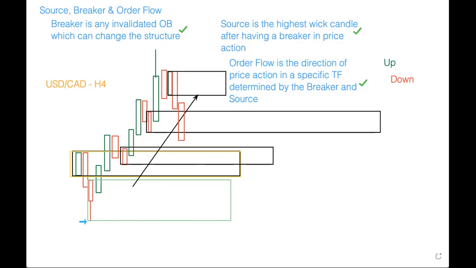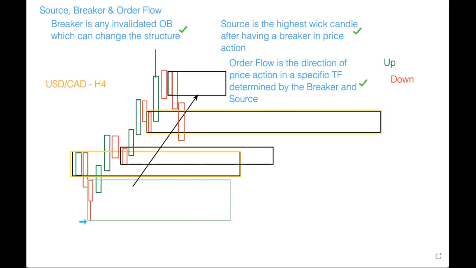Okay, and here actually I can just add something. Instead of any, we should mention the last invalidated OB in the direction, because here this was the last push in the price to the upside. So this was the last order block to the upside and it got invalidated. So now I'm sure all of you can know what this order block is. It is a breaker.